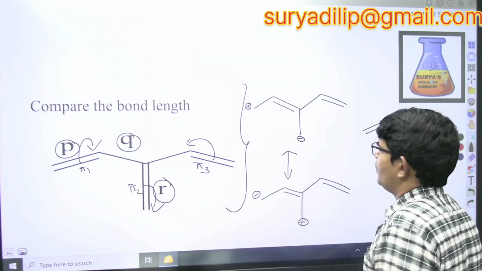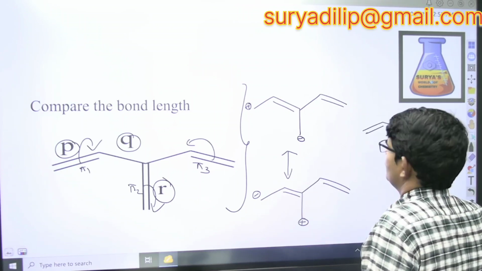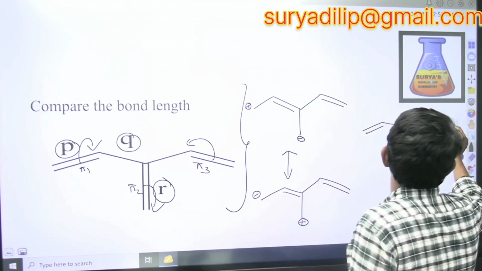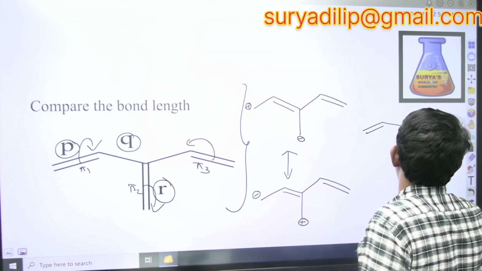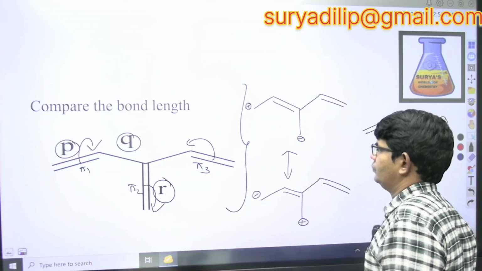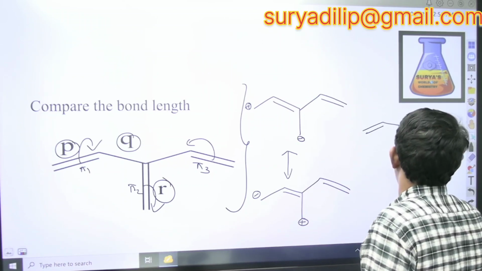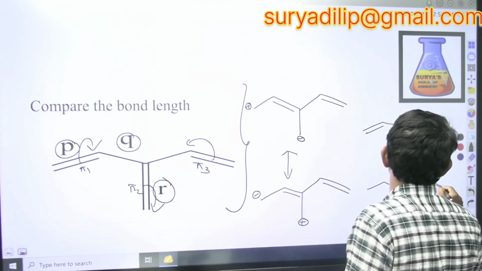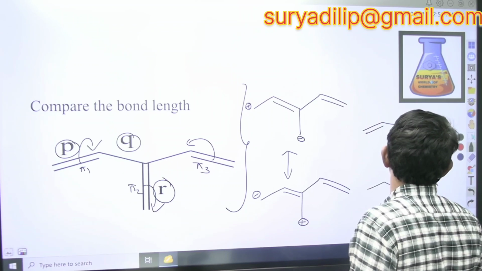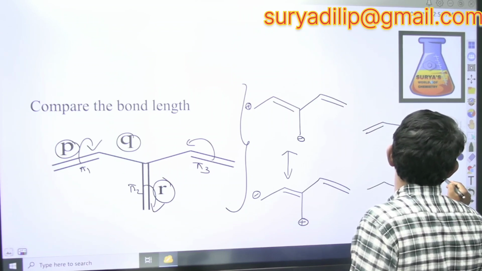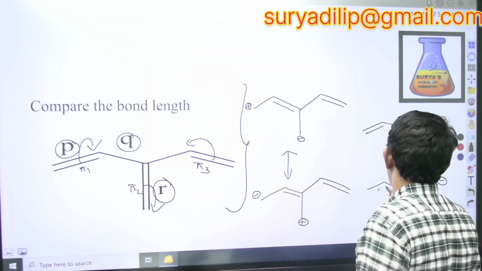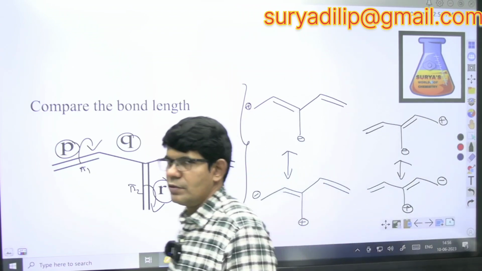This double bond will remain as it is. Here you will have a new pi bond. This will have a positive charge and this will have a negative charge. The other possible resonating structure, you will have something like this. Here you will have negative charge, here you will have positive charge. The other double bond will remain as it is.